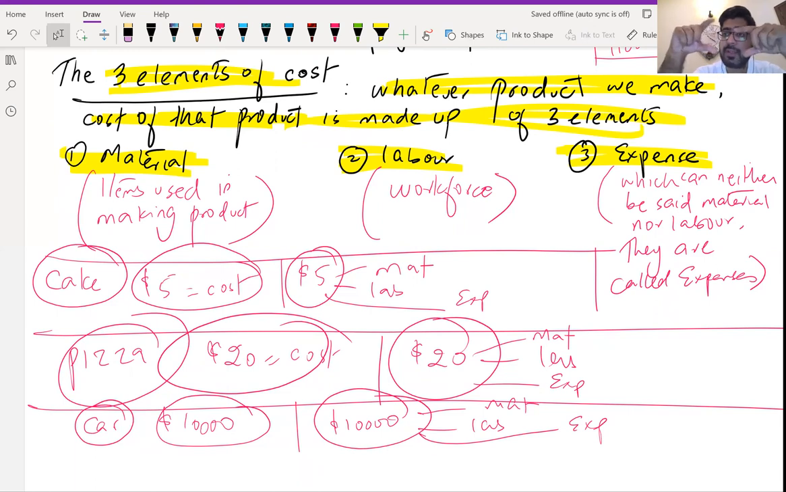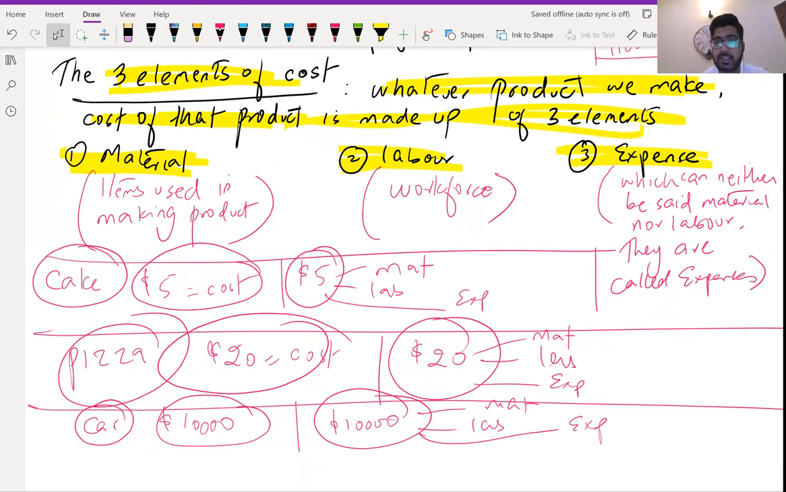Are there some items used in making the burger? Yes. Beef, chicken, bread. That's material. Are there some workers involved? Yes. Rent, electricity, gas. Neither material nor labor, expense. So whenever you make a product, it's always made up of three things: material, labor, and expense.